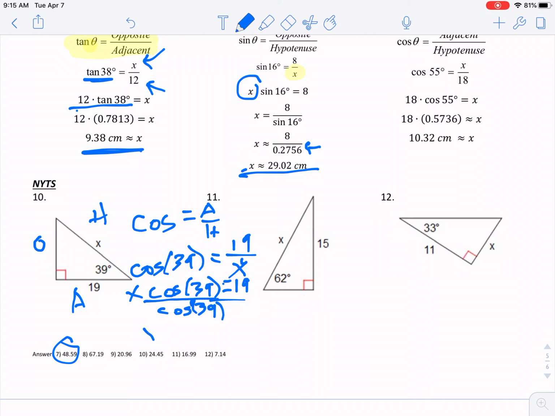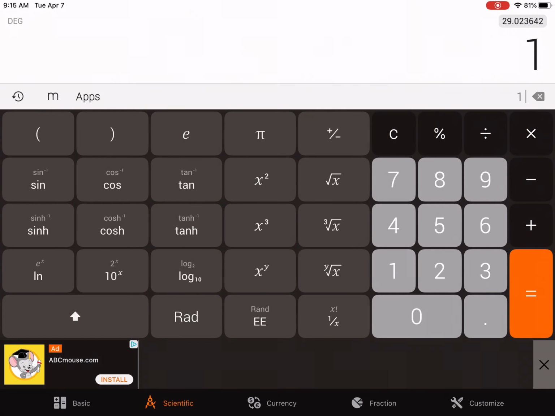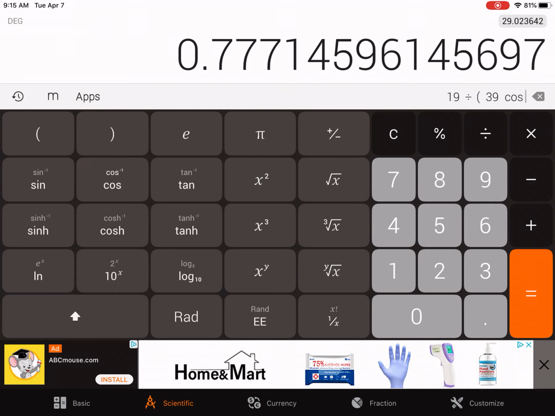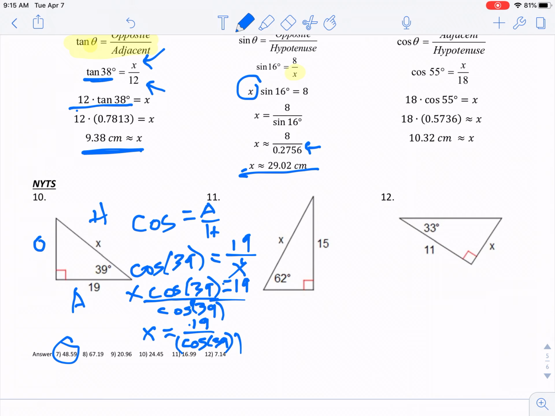So I'm going to get x, or the hypotenuse, equals 19 divided by cosine of 39. I'm going to put that whole thing in parentheses just so I remember to do that when I put it in my calculator, because obviously I've been forgetting. So we have 19 divided by parentheses cosine of 39 in parentheses equals 24.45 about. So make sure you're using your approximate signs. And notice that matches with what the answer is down there.